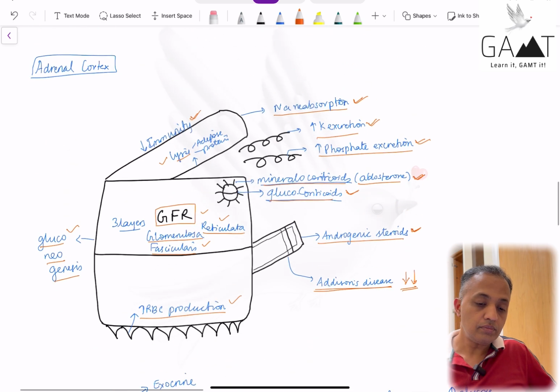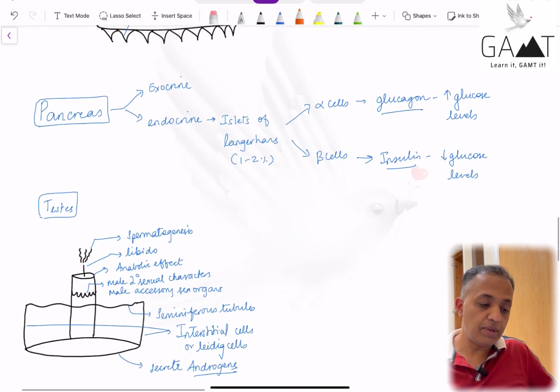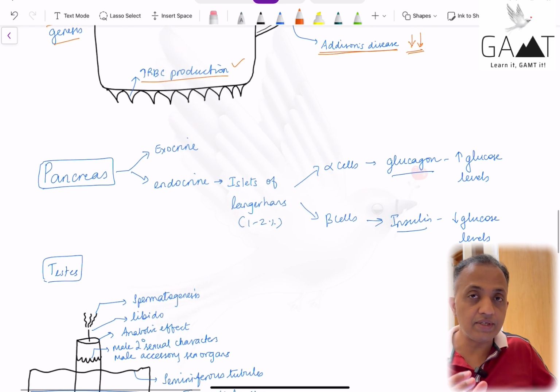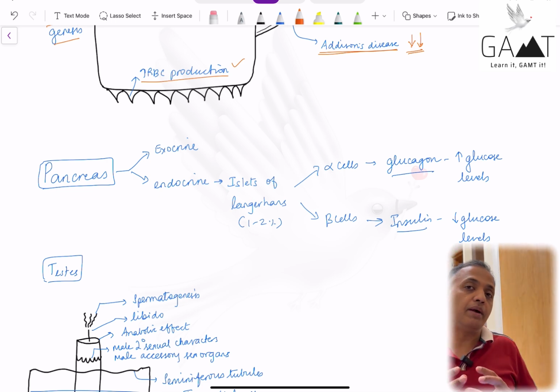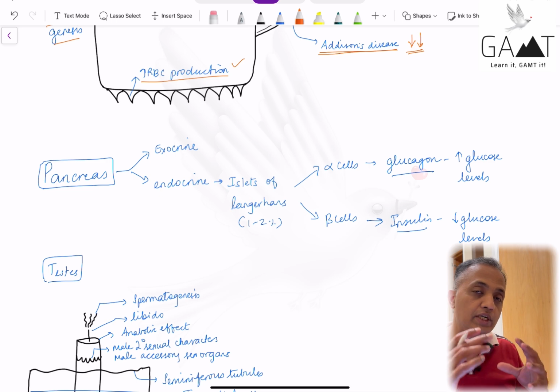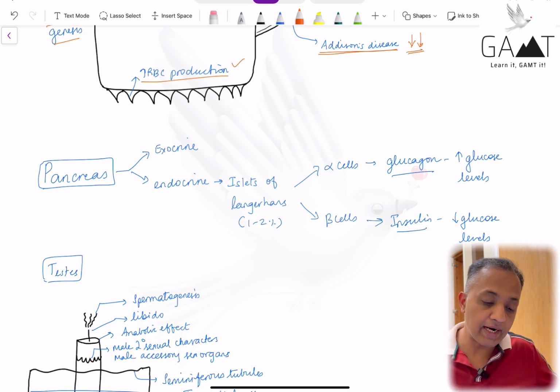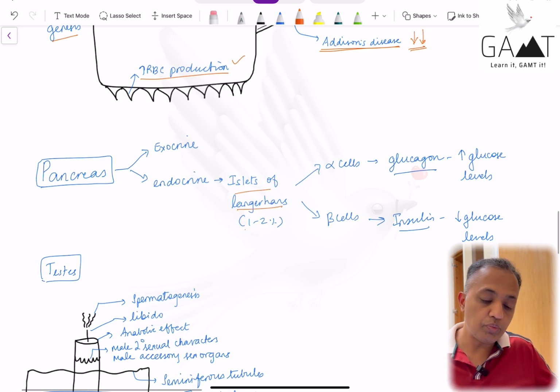Now, going on to the next one, which is the pancreas. The pancreas is relatively straightforward. As you know, it has 2 types of glands. It has exocrine glands, which secrete the pancreatic enzymes for digestion. It also has an endocrine gland, which is called the islets of Langerhans. It constitutes only 1 to 2% of the entire pancreatic tissue.